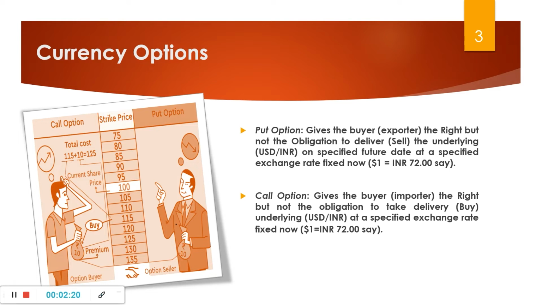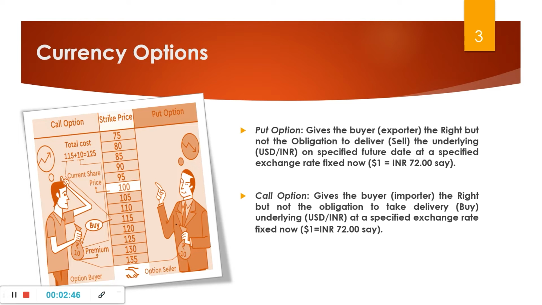A currency option is a contract that gives the holder the right but not the obligation to buy or sell a fixed amount of currency at a given rate on or before a certain date. The agreed exchange rate is known as the strike rate or exercise rate. Now let's discuss what the strike rate or exercise rate is.